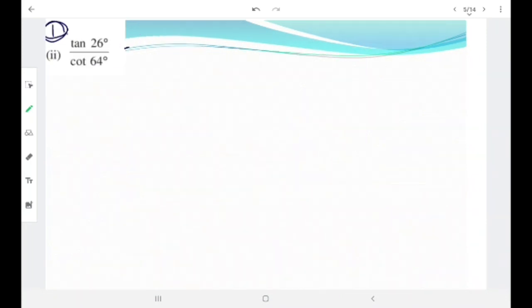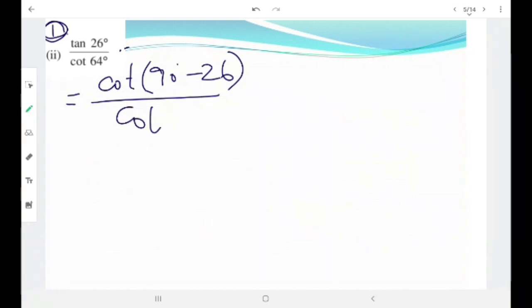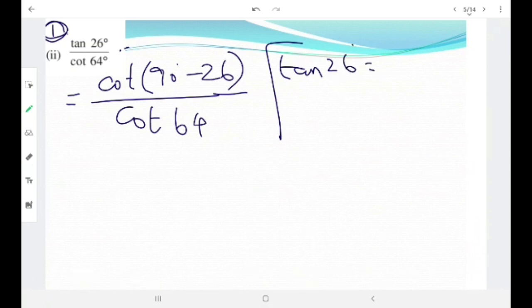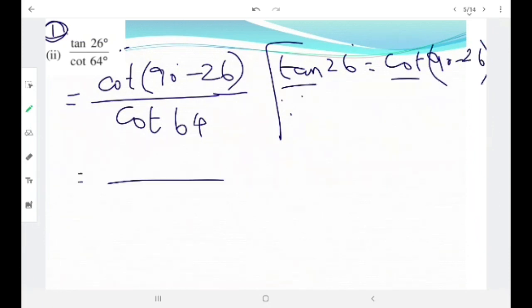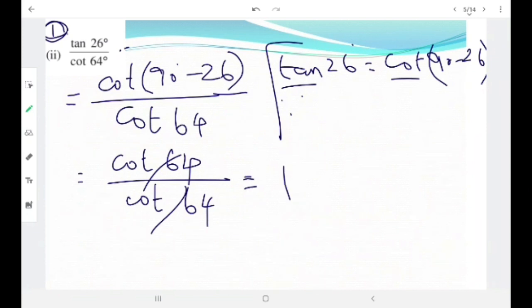Under first question, it is the second subdivision. Tan 26 by cot 64, which is equal to cot 90 minus 26 by cot 64. Here we are replacing the tan 26 as cot 90 minus 26. Cot 90 minus 26 is cot 64 by cot 64. Both get cancelled, which is equal to 1.